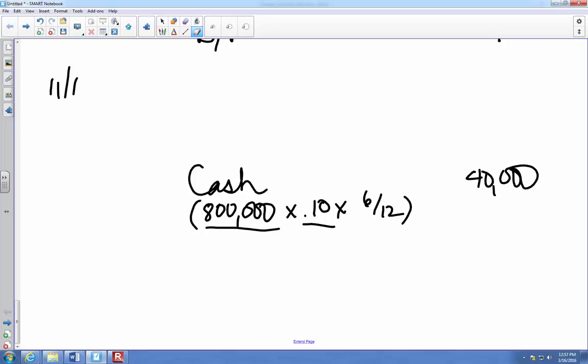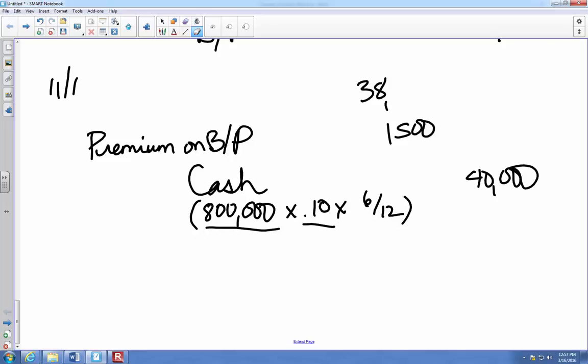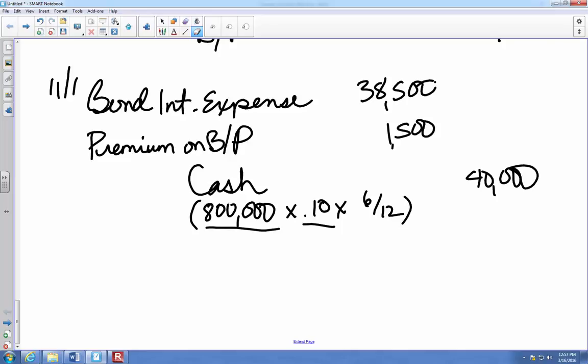Now, to amortize a premium, do I debit it or credit it? It's got a credit balance, so how do I write it off? $1,500. So this time my debit's to what? Interest expense. Same entry at the end of the year to accrue interest. Same sort of entry to redeem the bonds.